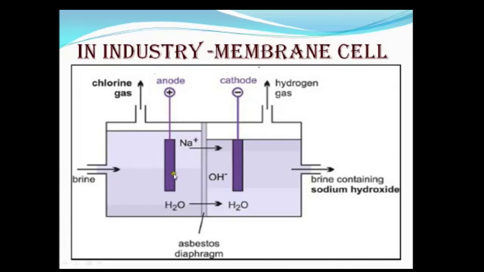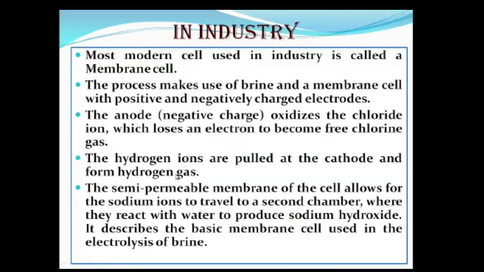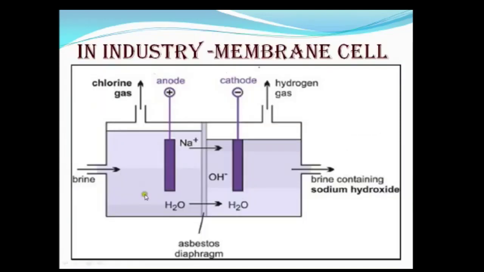and it describes the basic membrane cell used in the electrolysis of brine. So this is all about the industrial process, how it works with the membrane cell. So this is what we will get here. Finally, the three different products: chlorine gas, hydrogen gas, and sodium hydroxide.